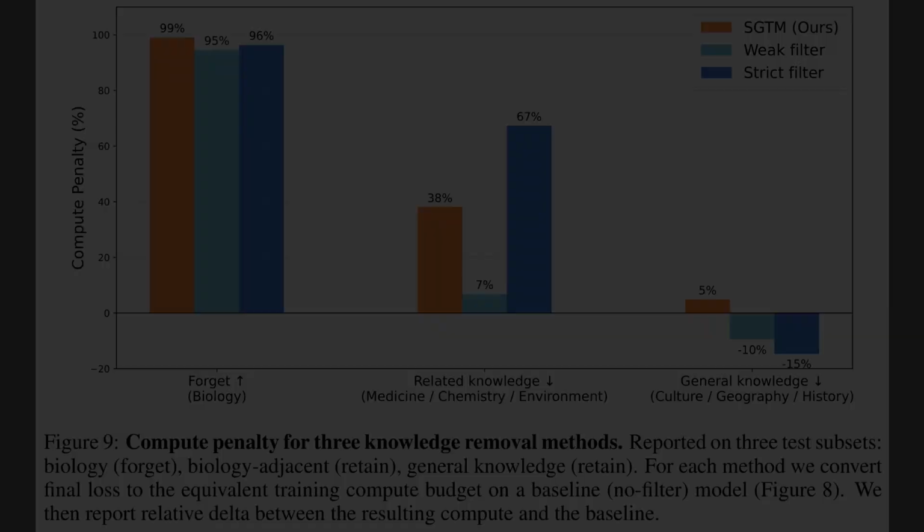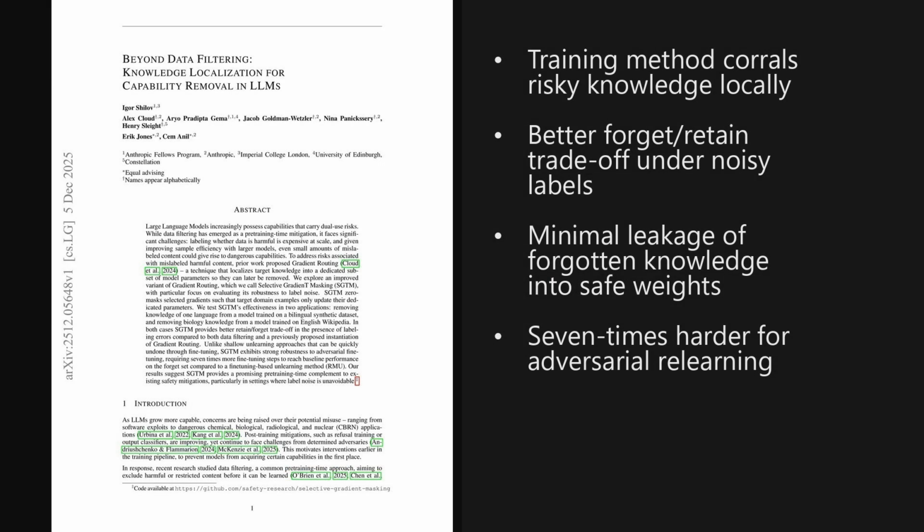Selective gradient masking shows that you can steer risky knowledge into a small, removable slice of a model, even when labels are noisy, and still keep most helpful capabilities. It also makes that risky knowledge much harder to relearn through hostile fine-tuning.